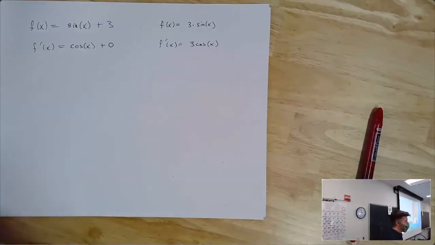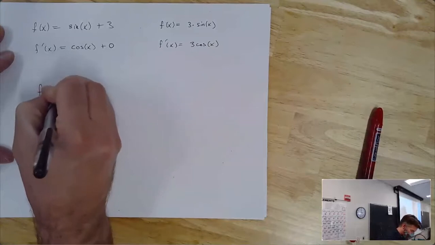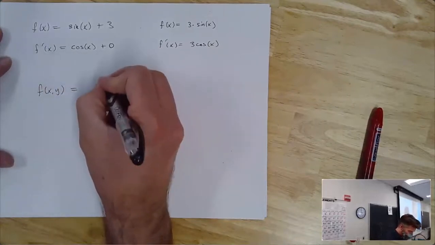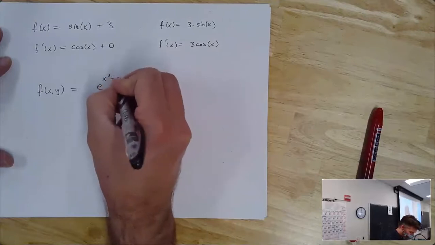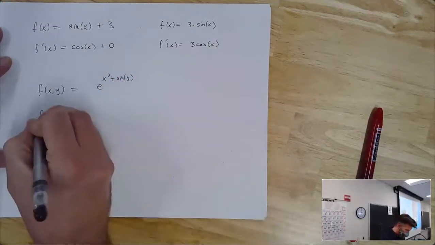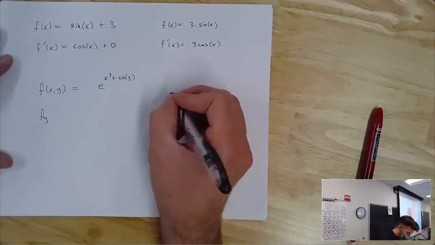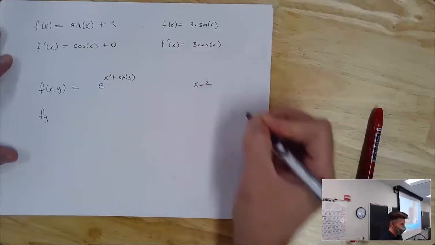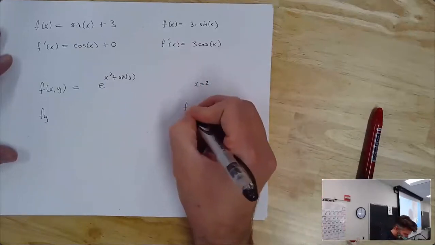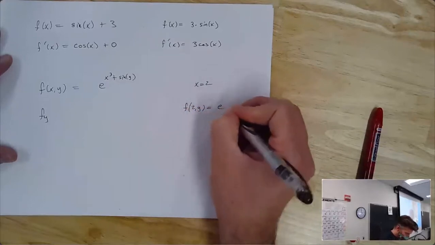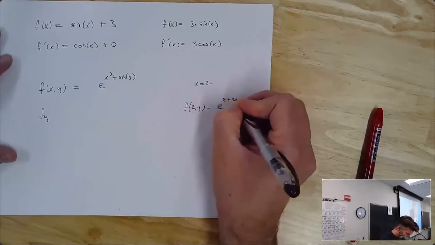But really the thing to remember is we differentiate with respect to x, treat y like a constant. We differentiate with respect to y, treat x like a constant. And if it really helps, for example, if you have to differentiate something like f of xy equal to e to the x cubed plus sine of y, and you're doing fy, I might rewrite this as, I'm going to pretend that x equals 2 for a second, and rewrite my function as f of 2 comma y is e to the 8 plus sine of y.